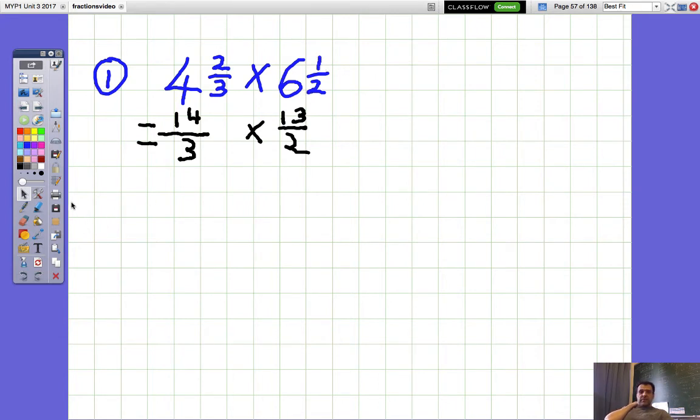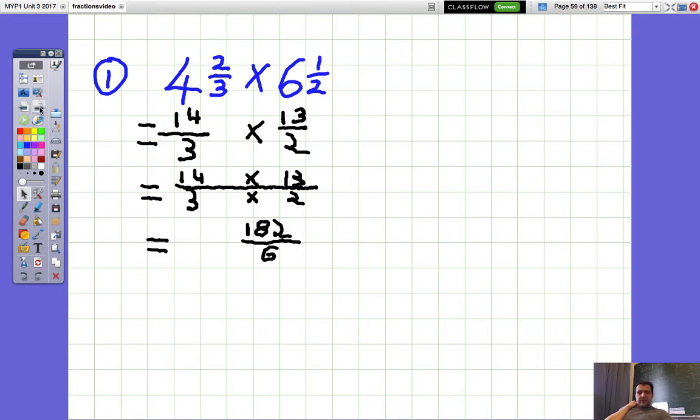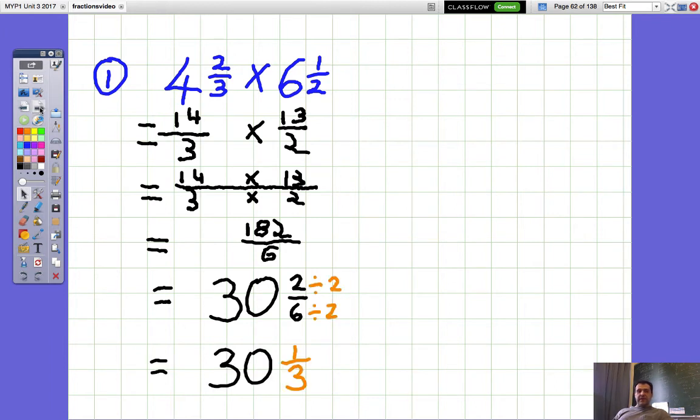So that's 14 thirds times 13 over 2. So 14 times 13 over 3 times 2 gives you 182 over 6. 6 goes into 180 30 times, with 2 left over. So that's the same as 30 and 2 over 6, which you can simplify to 30 and a third by dividing by 2 over 2.